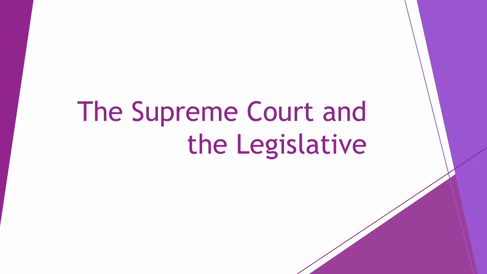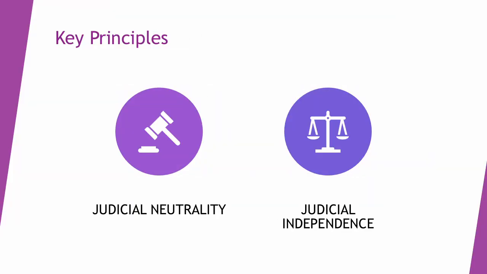There are many ways the Supreme Court can influence the executive and Parliament. The key operating principles of the Supreme Court are judicial neutrality and judicial independence, which ensure fair and impartial judgments free from external influence. Judicial neutrality is the principle that judges must remain impartial and base their decisions solely on legal reasoning rather than personal or political beliefs. Judicial neutrality is upheld through a strict code of conduct, professional ethics, and the expectation that judges recuse themselves from cases where a conflict of interest could arise.